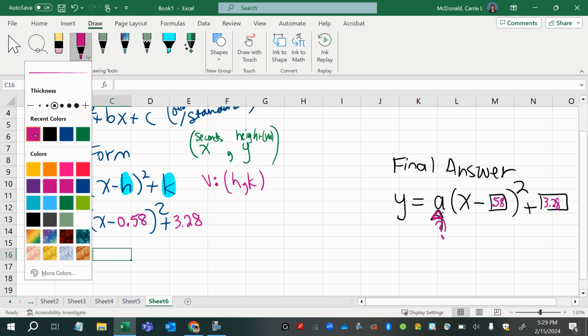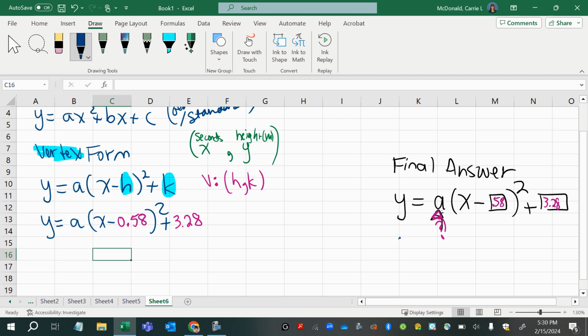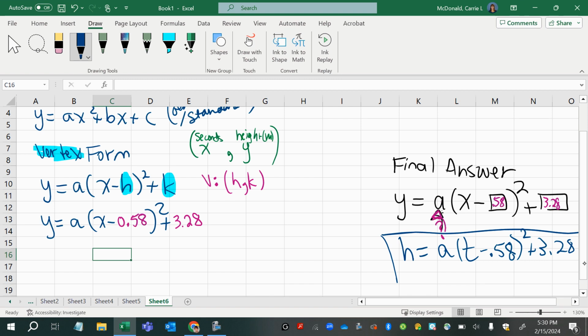Also, before we put in our final answer, we will convert it back to using h to talk about the height instead of y, and then whatever a is times x minus 0.58, quantity squared plus 3.28, except instead of saying x, we will say t for time, just so that it's in line with the setup of the problem, and then we'll get graded correctly for it. So this is really our final answer, what it's going to look like, but we just need to find out what a is. So we're trying to get to that eventually. I'm going to use a different color for that. We need this next.